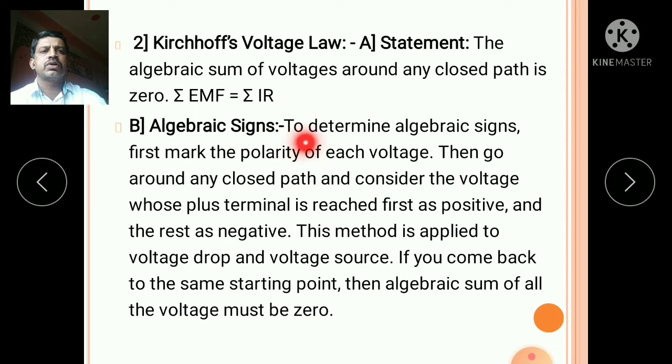Algebraic signs: to determine the algebraic signs, first mark the polarity of each voltage, then go around any closed path and consider the voltage whose positive terminal is reached first as positive, and the other as negative. The method is applied to all voltage drops and voltage sources. If you come back to the same starting point, then the algebraic sum of all the voltages must be 0.